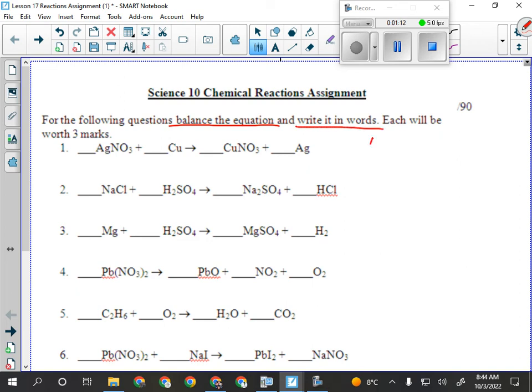Here are the marks. You get 1 mark for a balanced reaction, so the balancing numbers are correct. You get 1 mark for the reactants, basically the names of the reactants written in word form. And you get 1 mark for the products in word form.